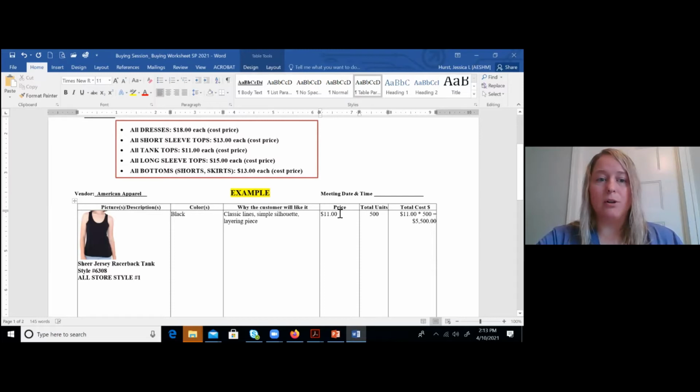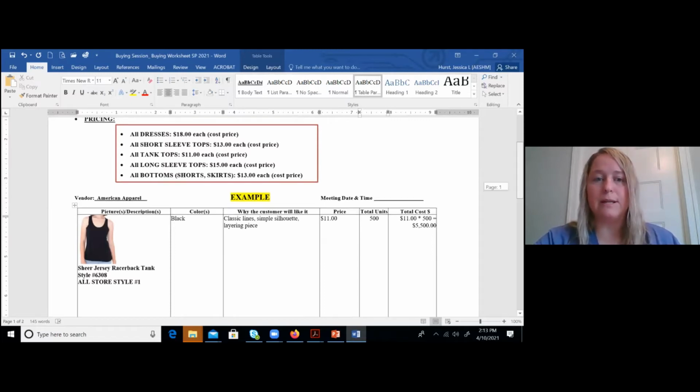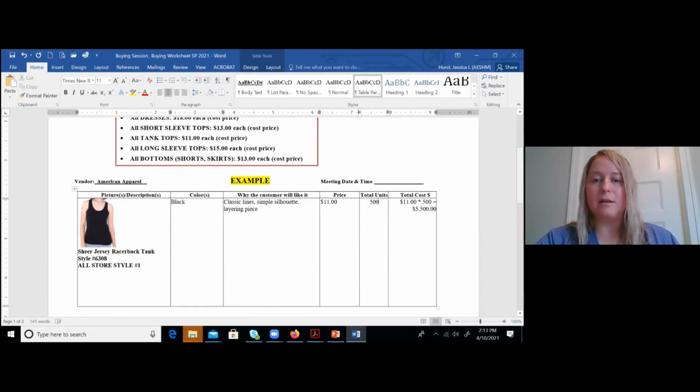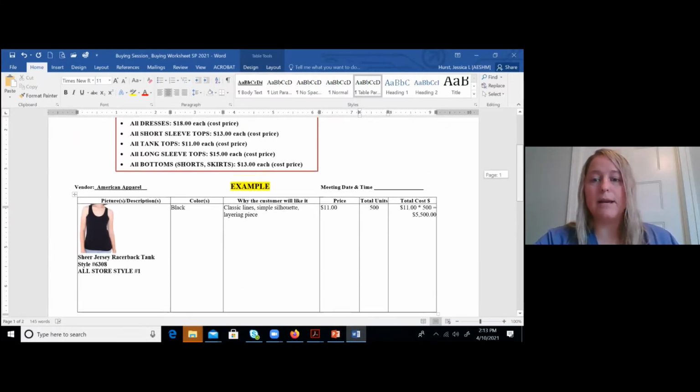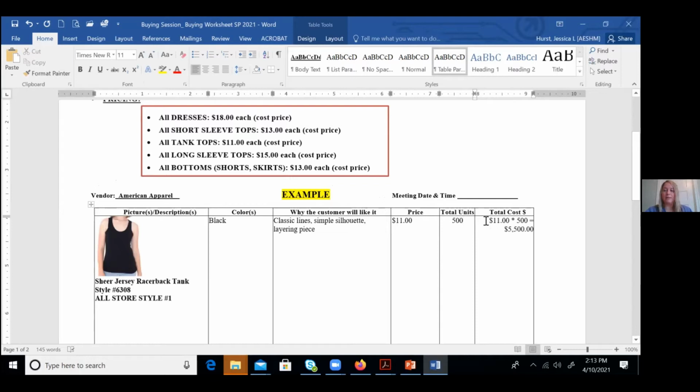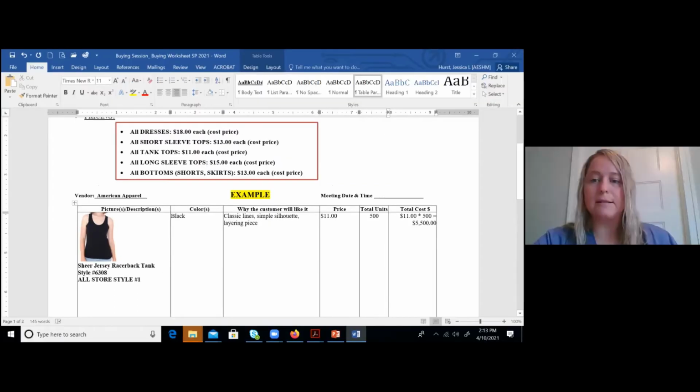The price is $11. So again, I came up here, all tank tops are $11. And I'm going to buy 500 units. I have to buy at least 500 units for an all store style. So remember, you have to buy 2 all store styles, which require 500 units. And I have to buy a minimum of 2 top store styles, which require 300 units. And then after that, you can buy more. So I could buy more, but I'm just going to start with 500 and then see how much money I have left. So I took my $11 cost price times my 500 units. And so far I've spent 5,500.